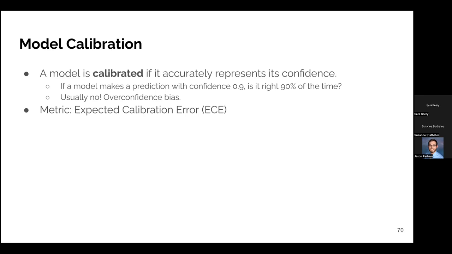What is calibration? A model is calibrated if when it gives you a prediction, that prediction reflects its confidence score. The prediction will be a number between 0 and 1. The confidence will be a number between 0 and 1. And if the confidence is 0.9, you want it to be actually right 90% of the time. You want to be able to interpret the output of the model as a probability. And you can only do that with a straight face when the model has been calibrated.